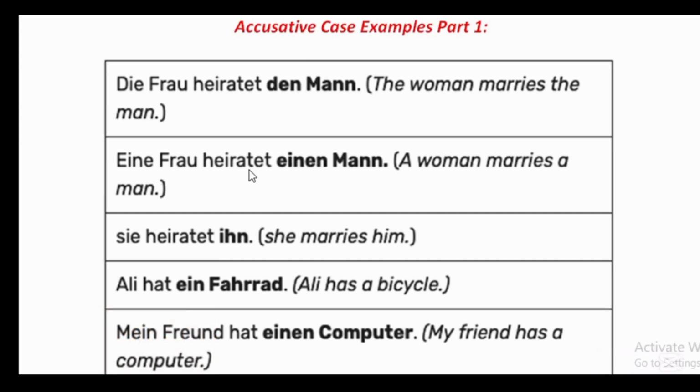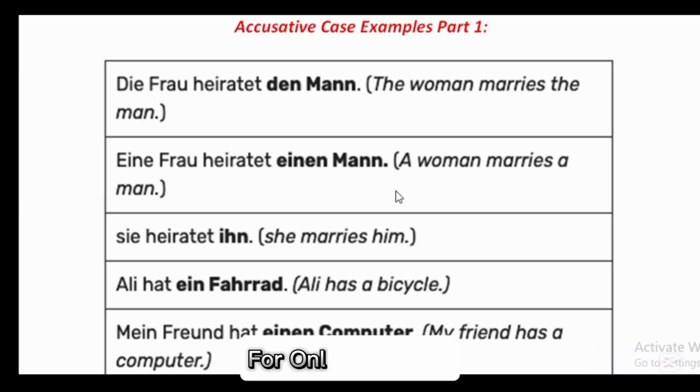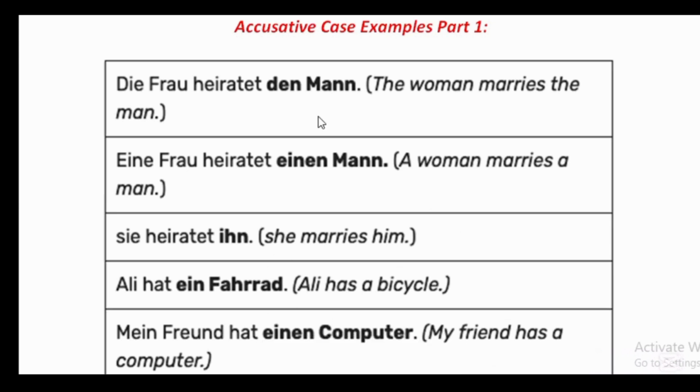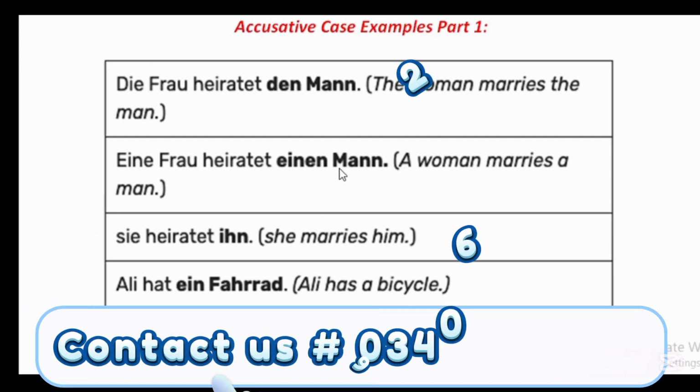Eine Frau heiratet einen Mann. So this is with indefinite articles. A woman marries a man. The first example is with definite articles, and this is with indefinite articles. The highlighted one is basically the object.